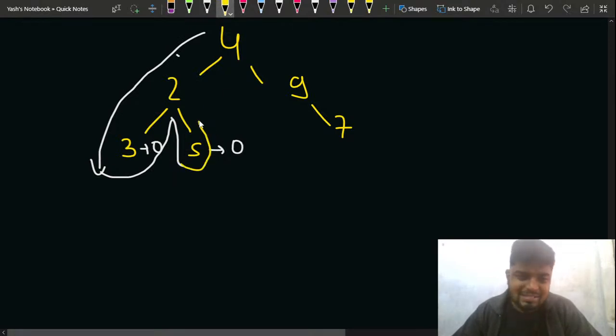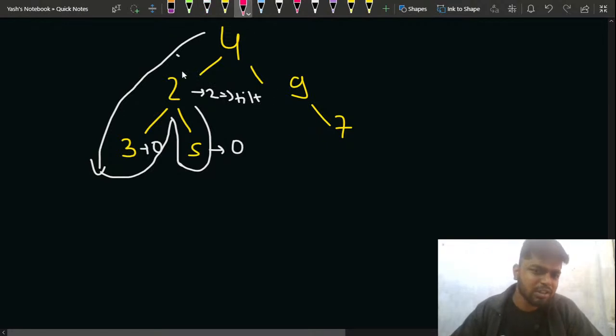So now my tilt is nothing but the absolute difference of my right child and my left child. That gives me absolute of 3 minus 5, which is nothing but 2, which is also the value of this node. That doesn't matter really. After that, what will I do in this case? This 2 is perfect, this 2 is my tilt, right?